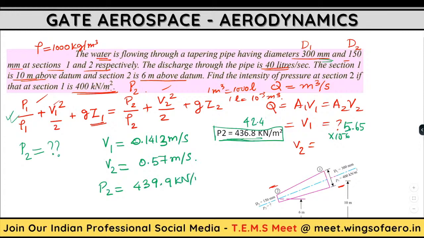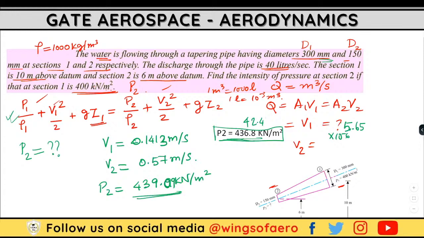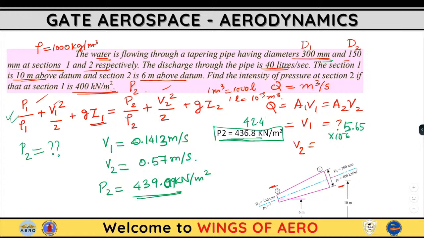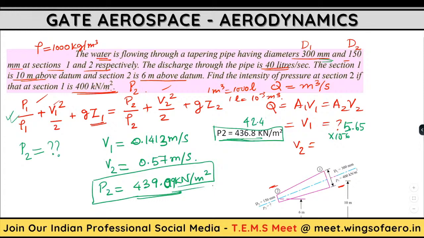439.9 kilonewton per meter square. Okay, so that's slightly different, 439.09. Okay, 0.09. All right, so you're getting kilonewton per meter square, that means you're getting closer to the answers, right? So that may be varying because of the g factor and other minute factors. Others, please look into it. Are you getting the same answer?